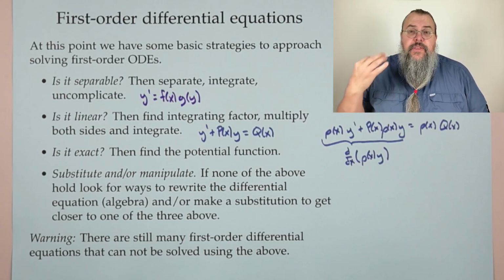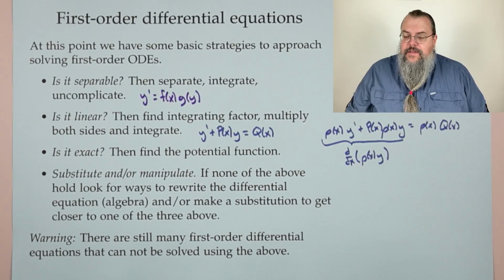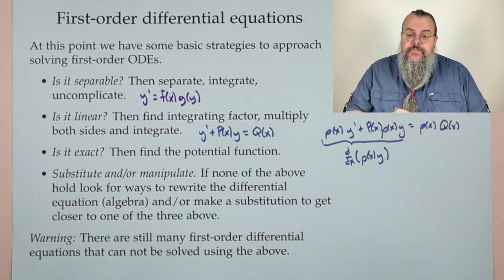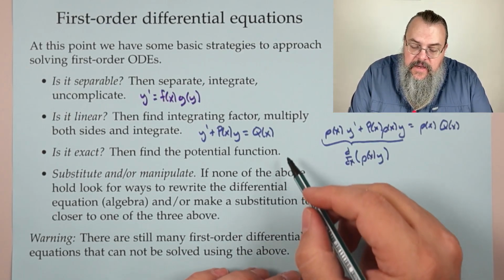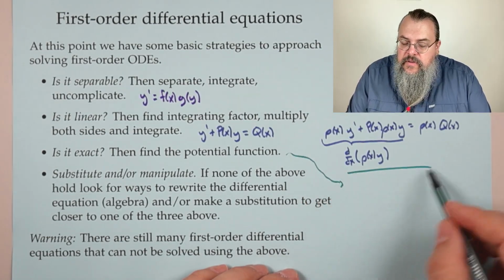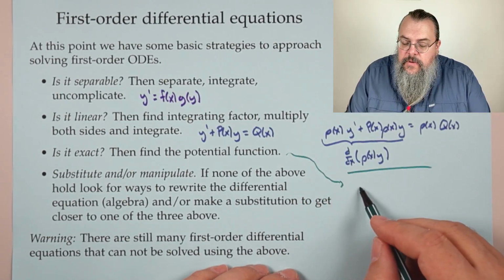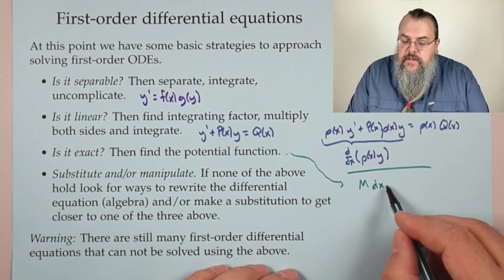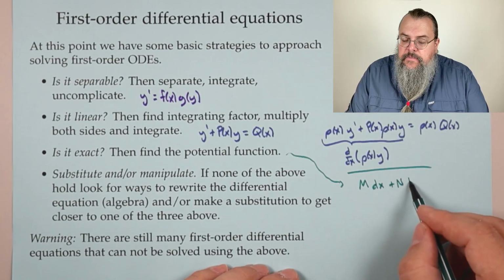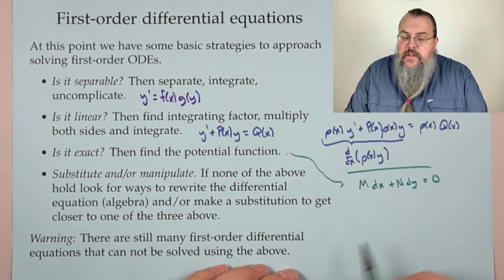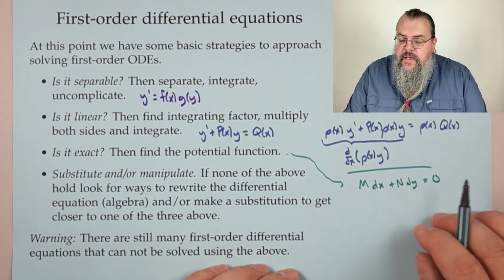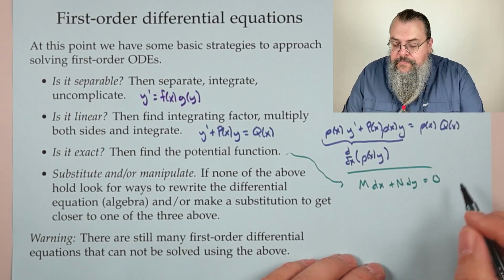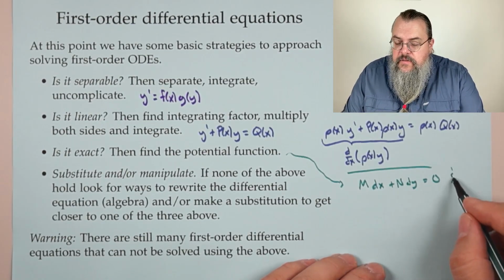All right, the third technique is what's called exact. Now, what is this? Exact? Well, this is something that you can write as M, which I'm going to think of as a function of both x and y, times dx plus N times dy equals 0. There are other ways to write it. And just because it's written like this doesn't mean it's exact. What you need is something special.